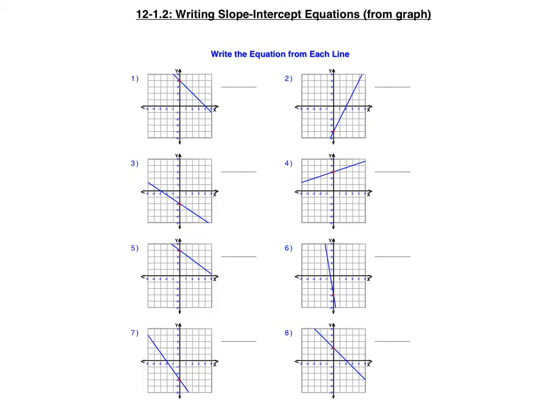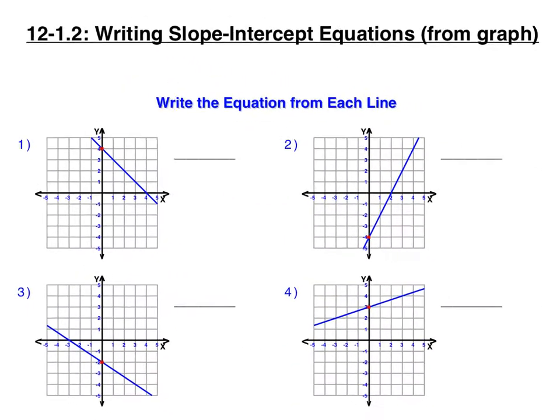All right, so today we are looking at writing the equation given the graph. Yesterday we were given the equation and we wrote the graph. We graphed it. Now we have to make the equation from the graph. So remember what slope-intercept form is.